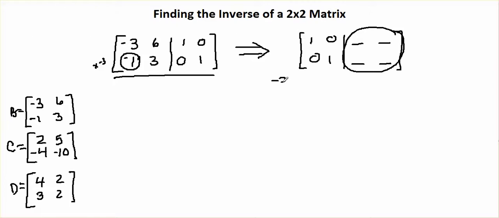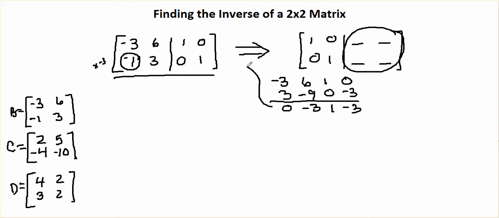We have a -3, 6, 1, 0 in this first row. Let's multiply the second row by a -3, and we get a +3, a -9, a 0, and a -3. When we add those, we get 0, -3, 1, -3. Since we were trying to eliminate this -1, we're going to replace the bottom row with our new row. And our new matrix now looks like this.